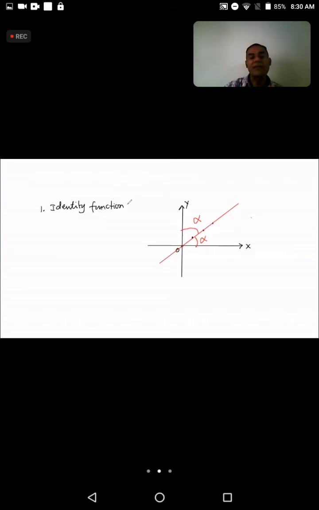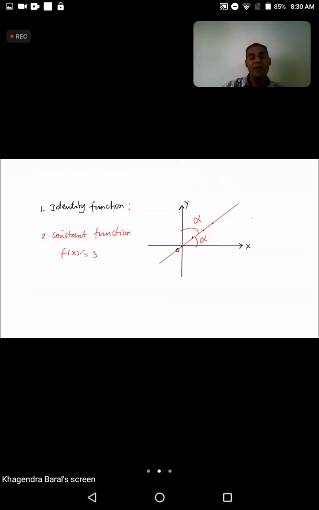And the second one, the graph of a constant function. For the constant function, you have already seen the form f of x is equal to c. You can take an example, let us say f of x is equal to 3. It is a constant function, f of x is equal to 3.